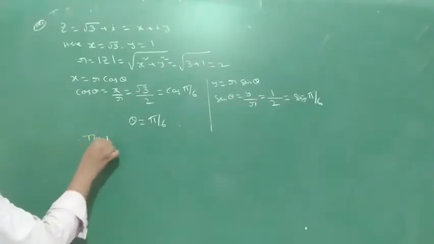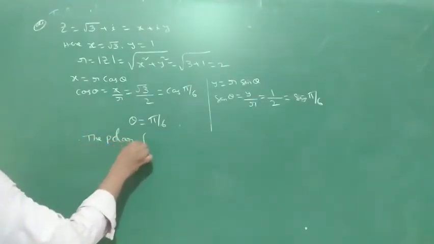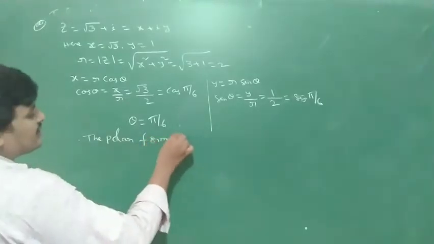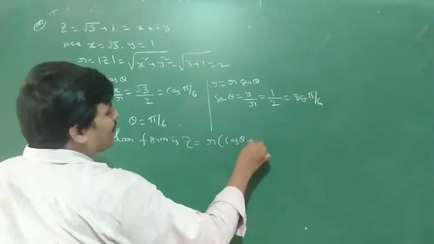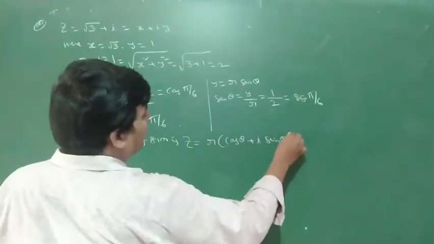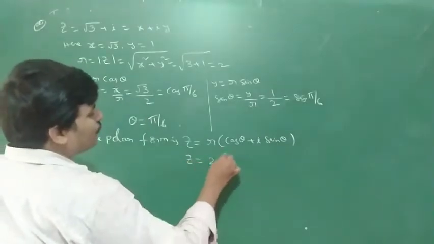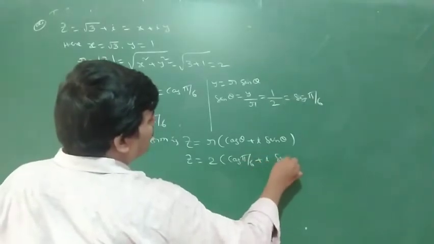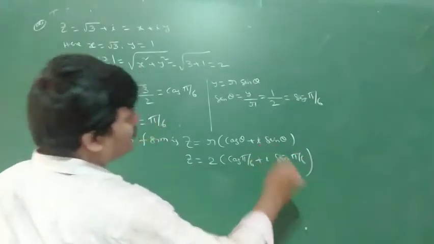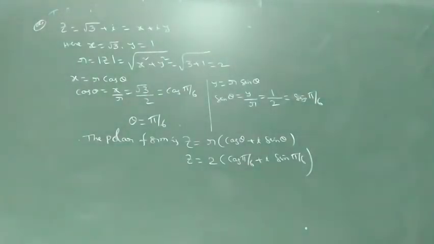Therefore, what is the polar form? The polar form is z is equal to r into cos theta plus i sin theta. So z is equal to 2, cos pi by 6 plus i sin pi by 6. Negative means the quadrant. First quadrant theta, second quadrant pi minus theta, third quadrant minus pi plus theta, fourth quadrant minus theta. This is one.